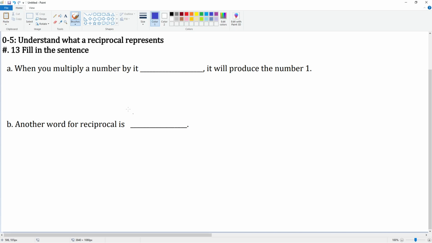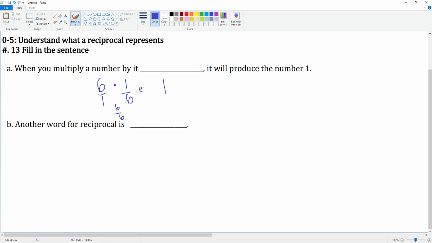When we multiply a number, so we have the number 6, we multiply it by something, and that will get us the number 1. Well, if we multiply this by 1 over 6, it will get us the number 1. Why? Because 6 can be turned into the number 6 over 1. 6 times 1 is 6. 1 times 6 is 6. And that will get you equaling to the number 1.